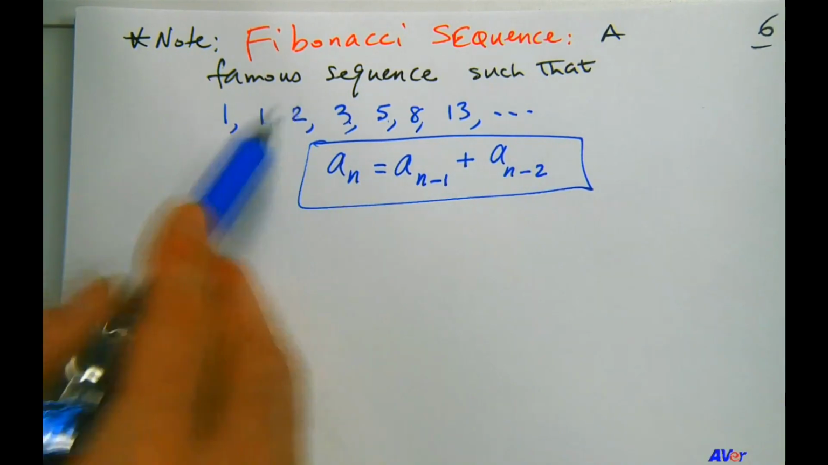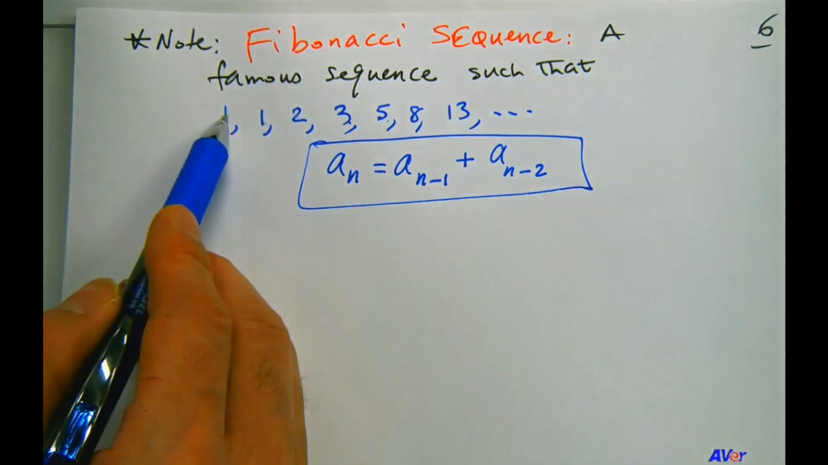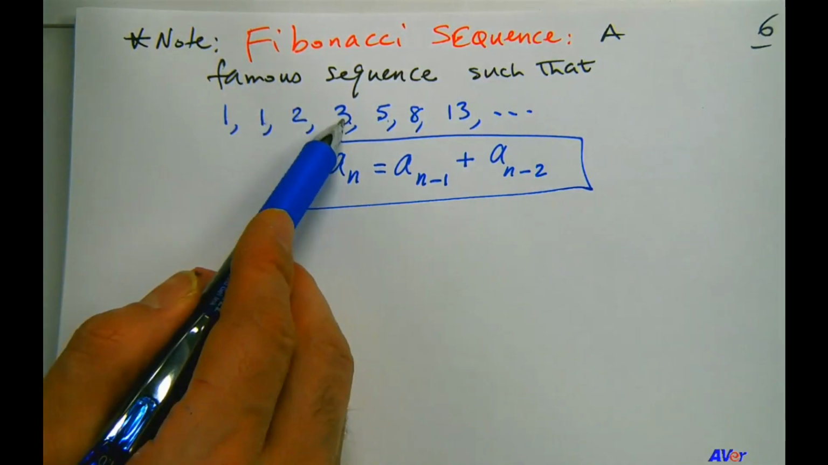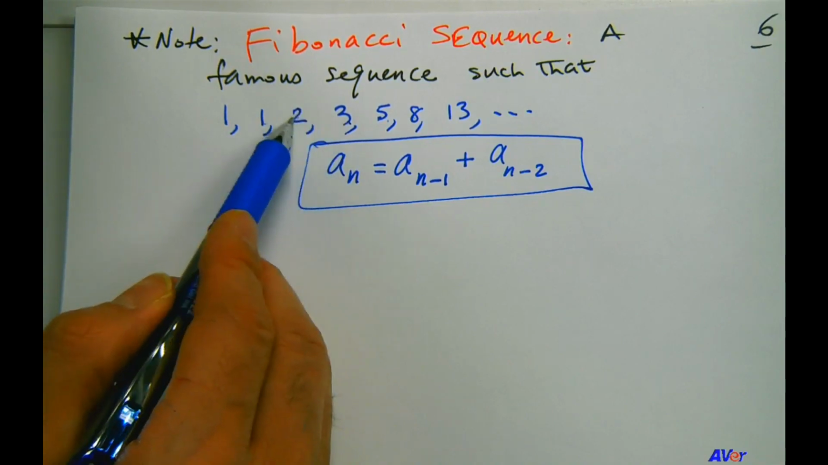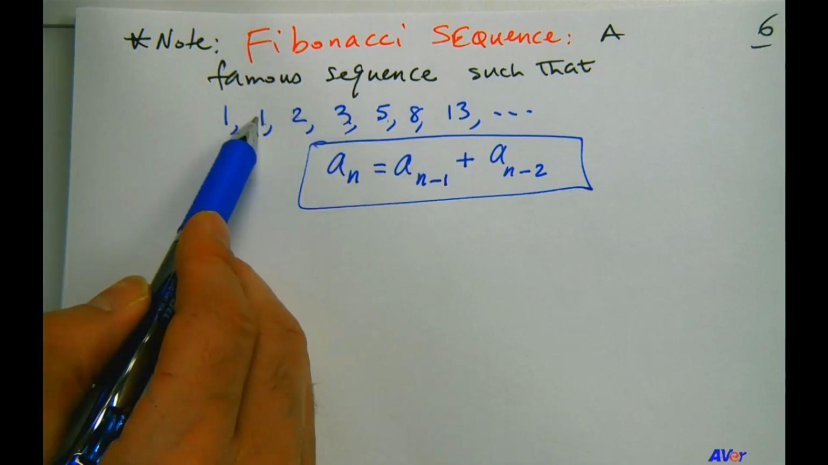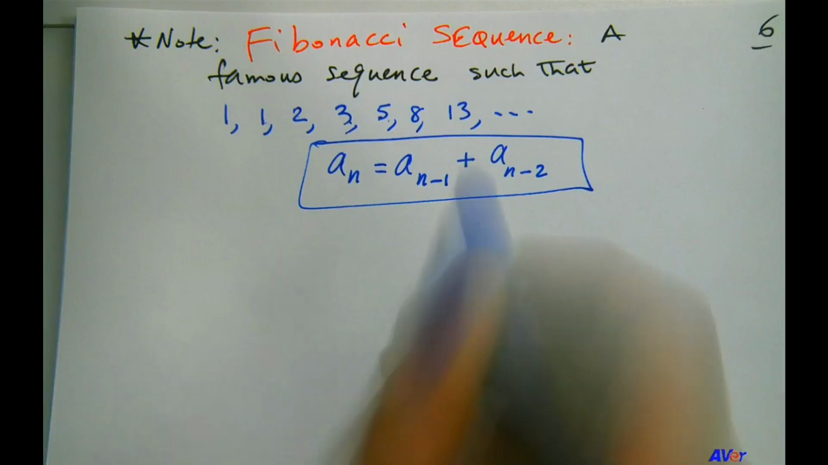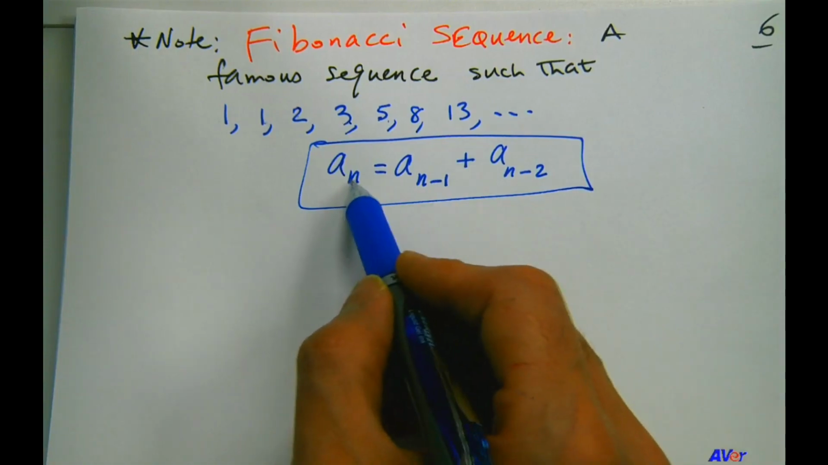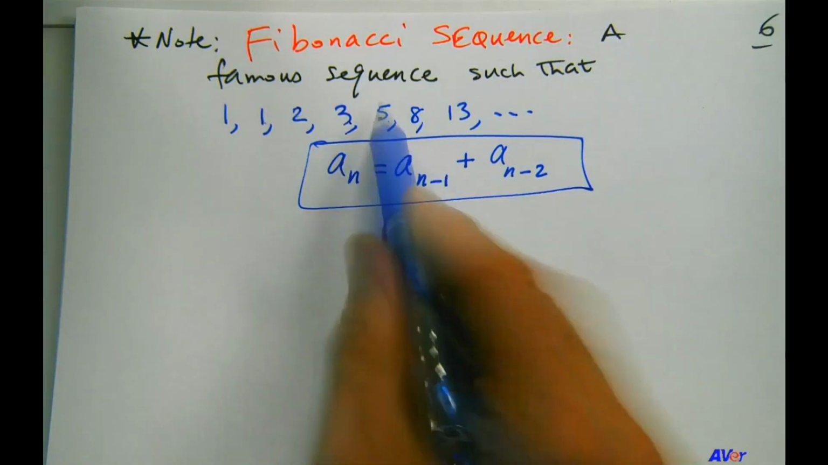So to obtain 2, you'll have to add this number and this number. To obtain 3, which would have been the current term, you would have to add this 2, which is that term, with this term, which is that term. Okay? Again, notice how the location of each number is tied to the numbers in the sequence.